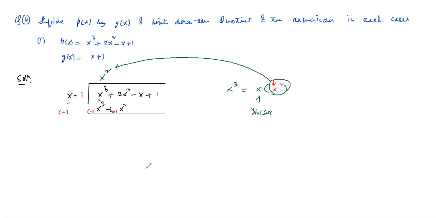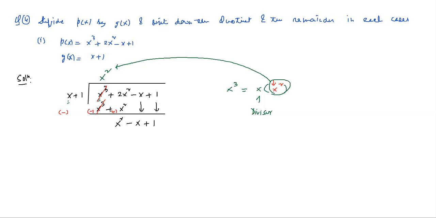Once you subtract, this x cube and this x cube will get cut because one is positive and the other is negative. Here it is plus 2x square and here it is minus x square. New sign you have to take. So what will happen? 2x square minus x square will give you x square. Then after that you bring down these two terms. Now we got this. Again you got a dividend.